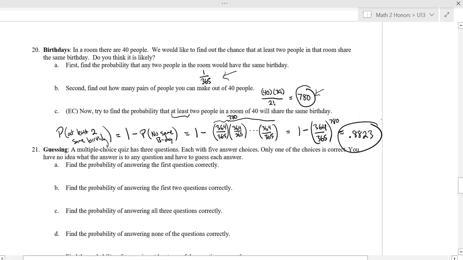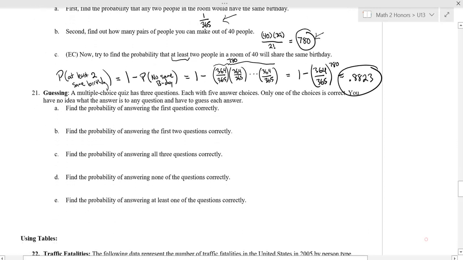So with 40 people in the same room, there is an 88% chance, a little higher than an 88% chance, that two people in that room have the same exact birthday. Where most people would say, hey, it's very unlikely that that would happen, we just proved that it's actually very likely that that would happen.